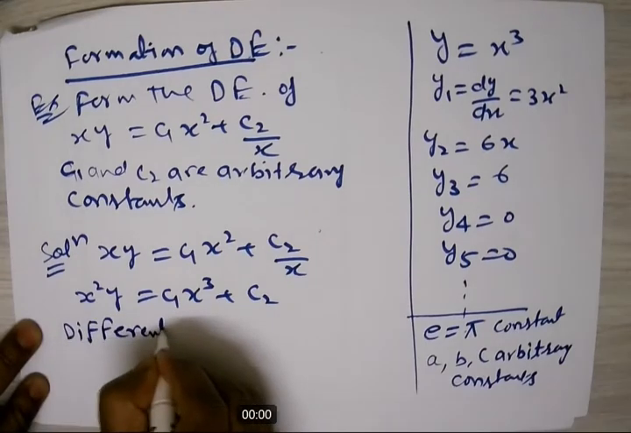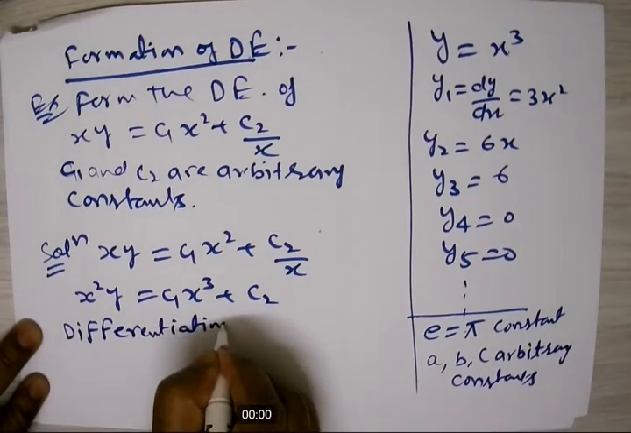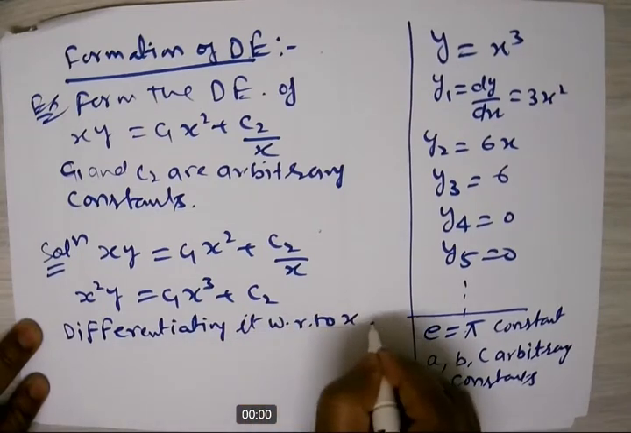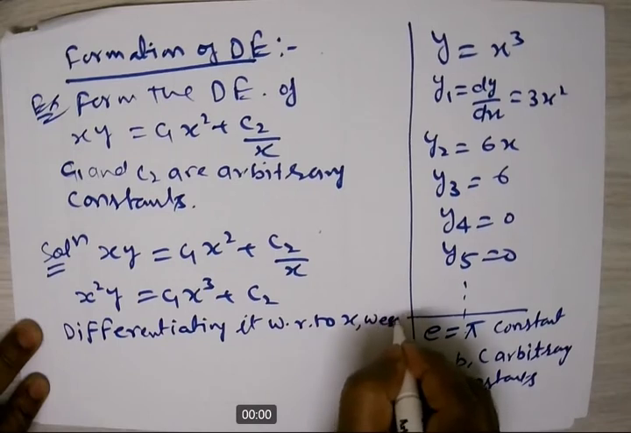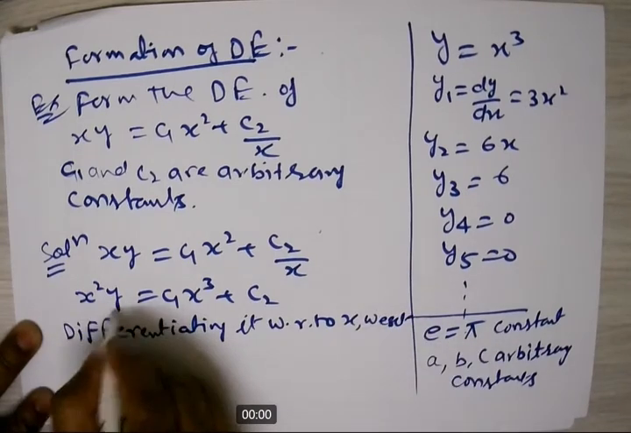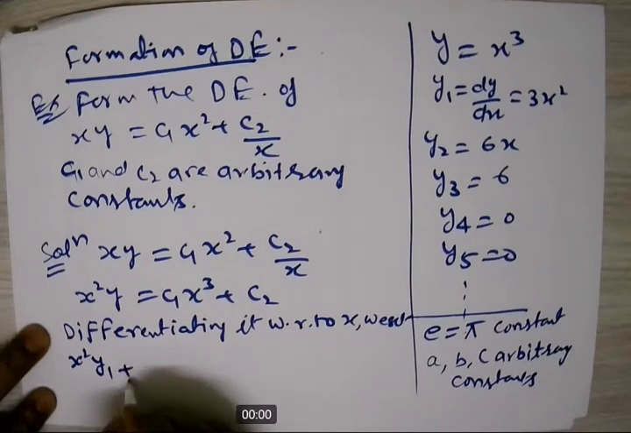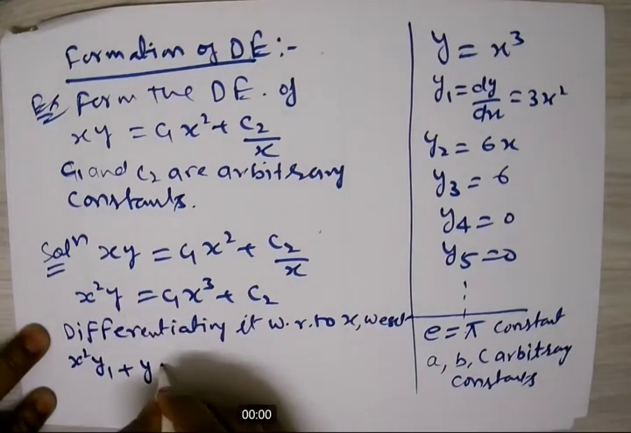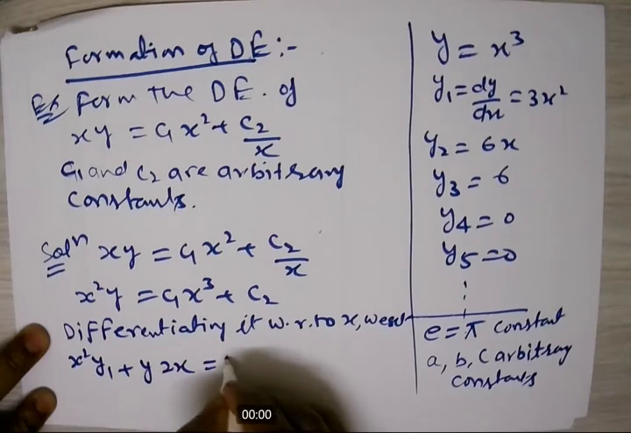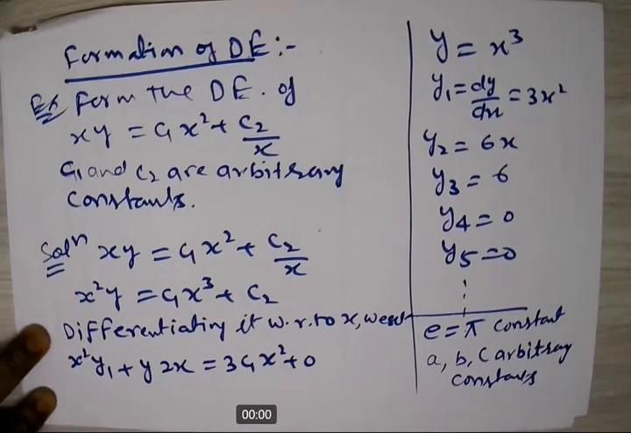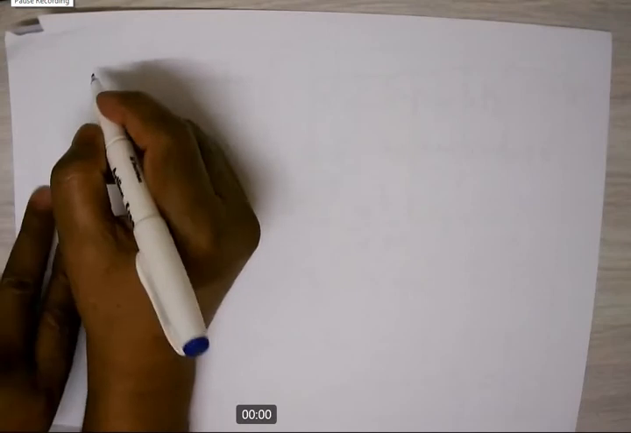Differentiating with respect to x, we get, by using the product rule, x square times the derivative of y, which I write as y1, plus y times the derivative of x square, which is 2x, is equal to 3c1 x square; the derivative of c2 is 0. This is the first derivative. Now find the next derivative.